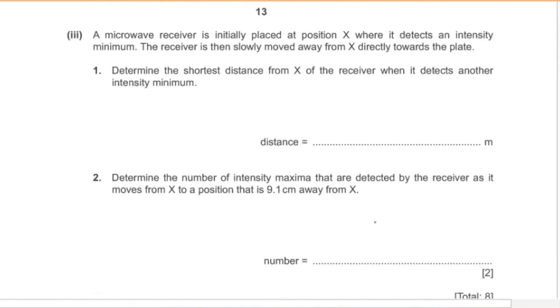Part 3, a microwave receiver is initially placed at position X, where it detects an intensity minimum. The receiver is then slowly moved away from X directly towards the plate. Determine the shortest distance from X of the receiver when it detects another intensity minimum.